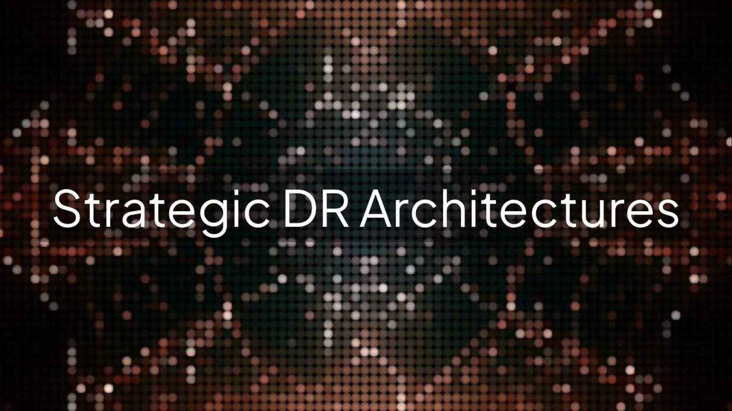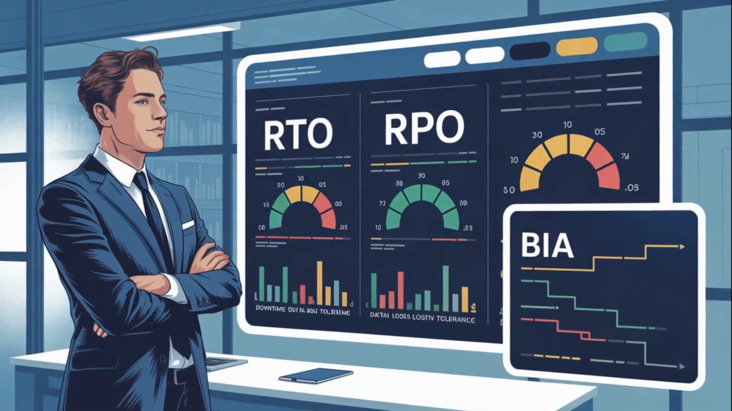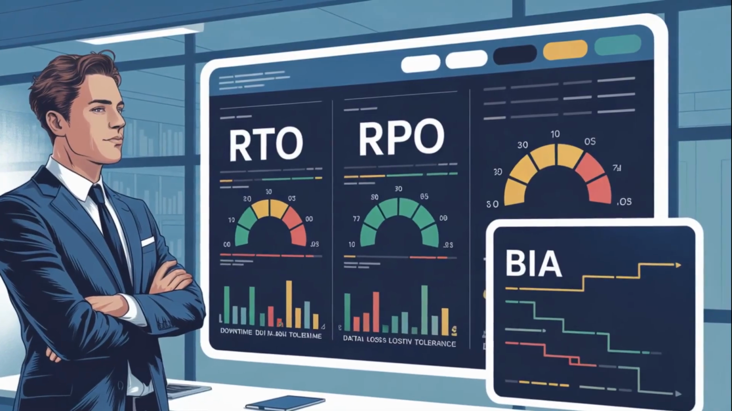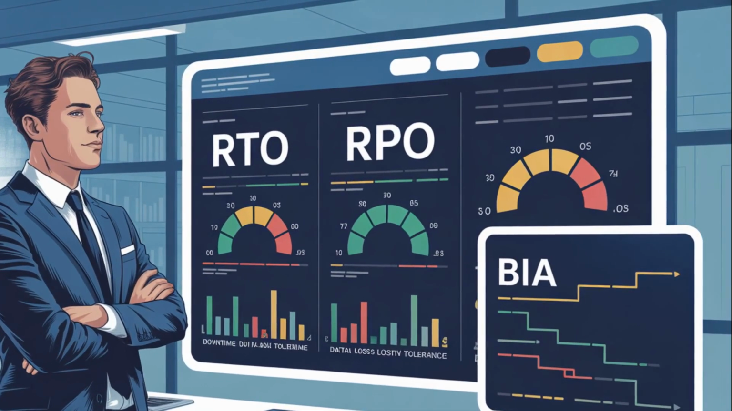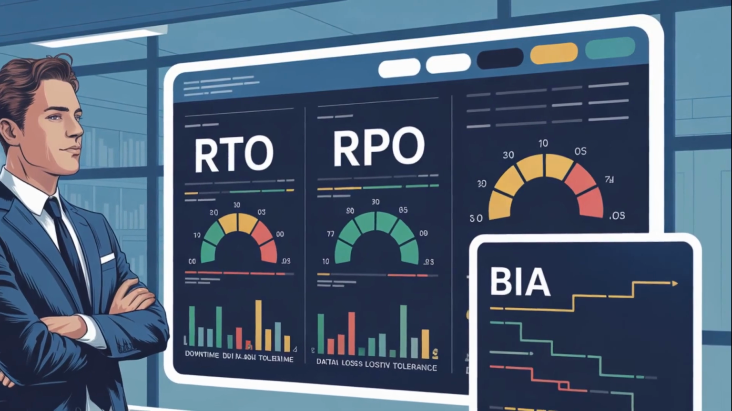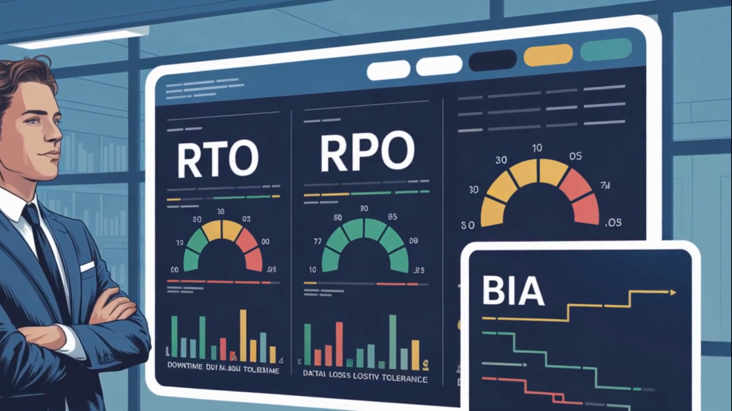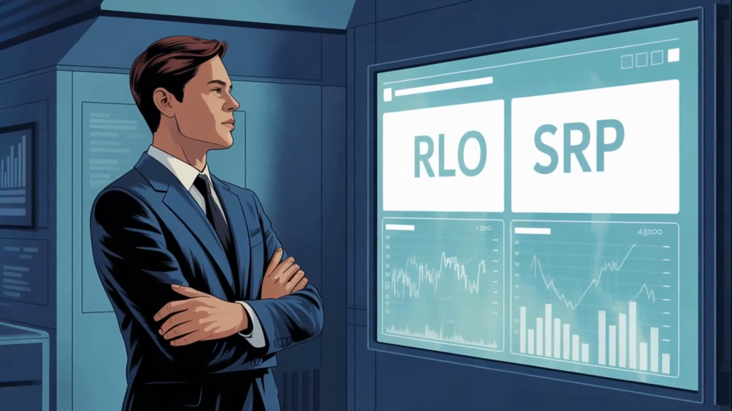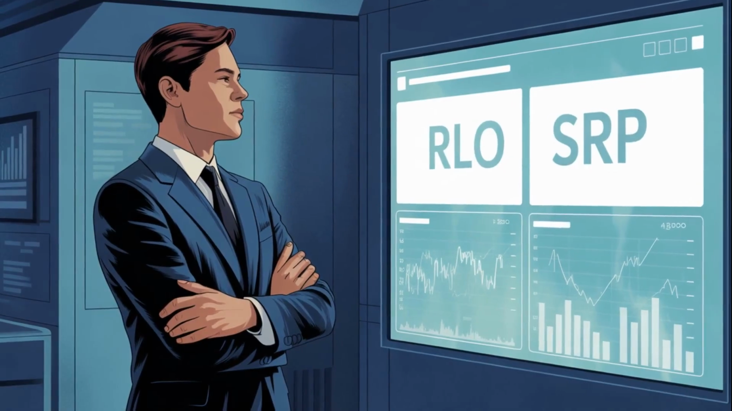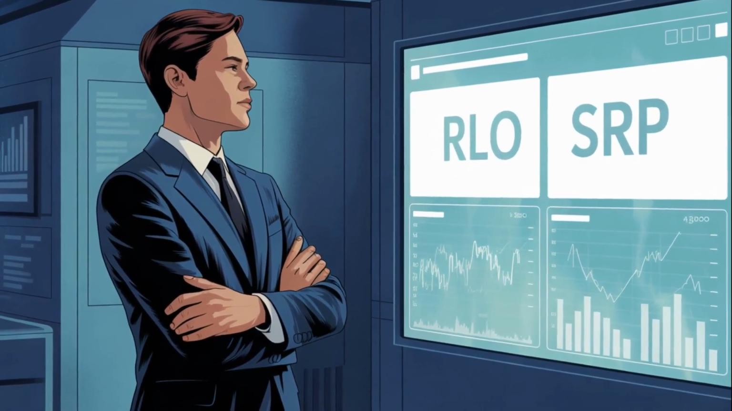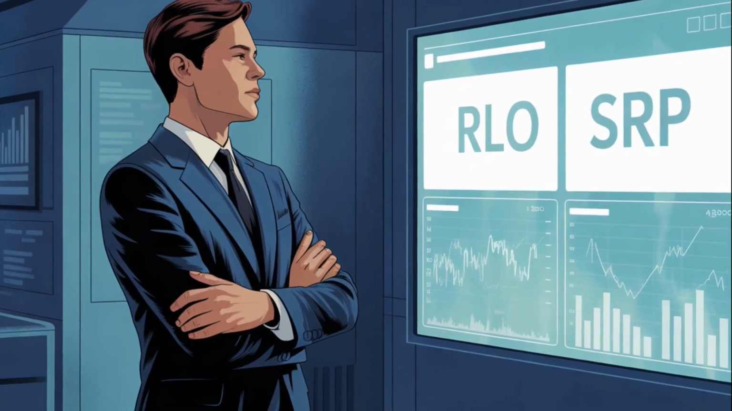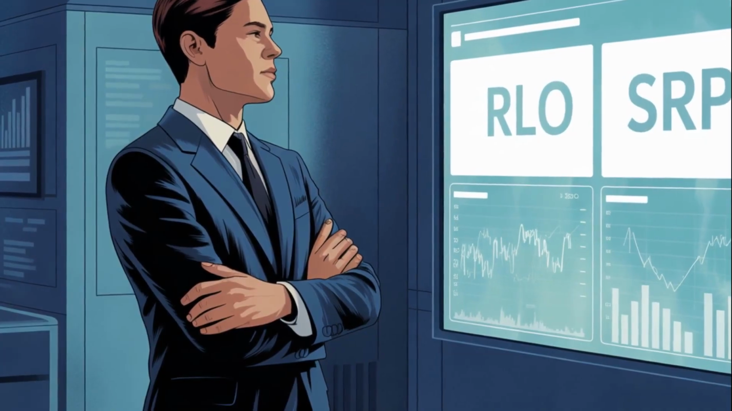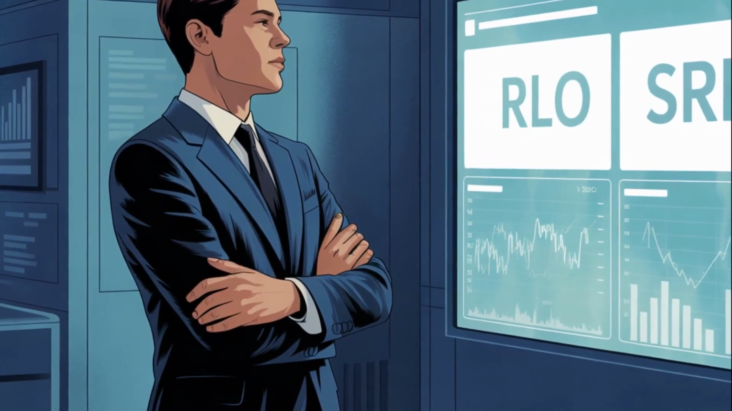Strategic DR architectures. The selection of a disaster recovery strategy is a strategic business decision that must be aligned with the organization's tolerance for downtime and data loss, typically defined by the Recovery Time Objective, RTO, and Recovery Point Objective, RPO, from the BIA. Beyond these, organizations now also use Recovery Level Objective, RLO, which defines how deeply systems or services should be recovered, and Service Recovery Priority, SRP, which ranks which systems get rescued first when chaos strikes.